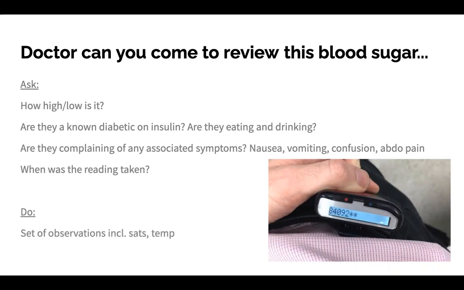One of the things that you need to then ask the nursing staff to do is a set of observations, including the saturations and the temperature. The next most important thing is that they treat the patient immediately if the blood sugars are less than 4 millimoles per litre.